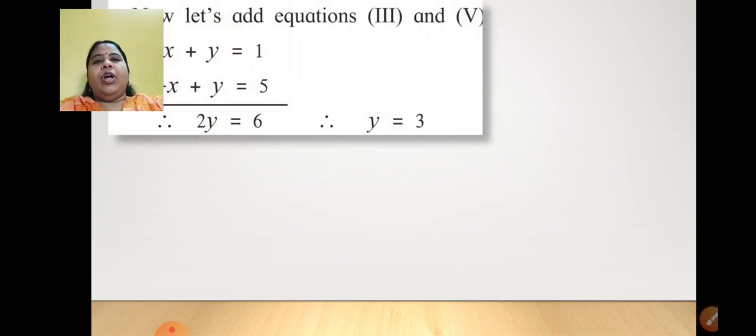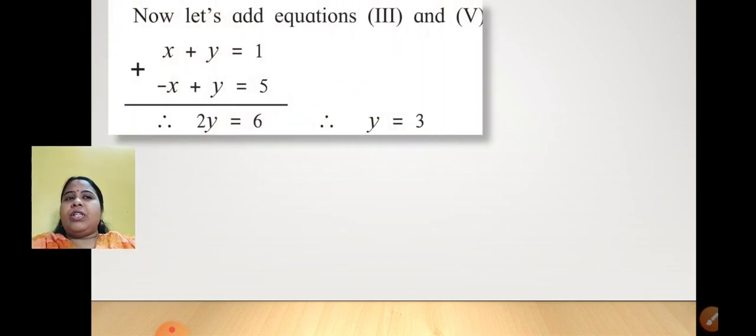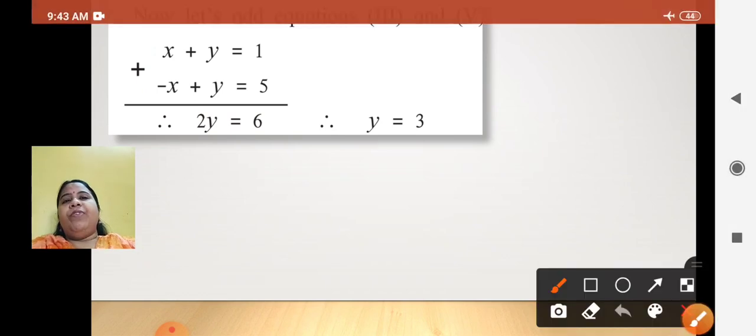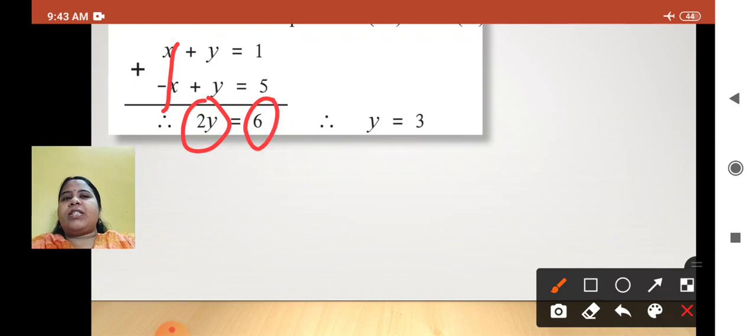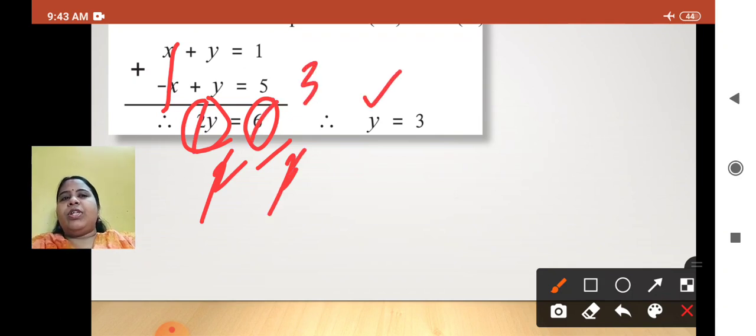Okay. So now adding equations 3 and 4, what will happen? x plus y is equal to 1 and minus x plus y is equal to 5. So when we are adding it, as you can see, plus x and minus x get cancelled. y plus y is 2y and 1 plus 5 is 6. So divide both sides by 2. This 2 and 2 get cancelled, and 2 threes are 6. So y is equal to 3.